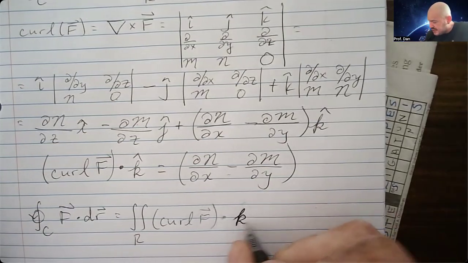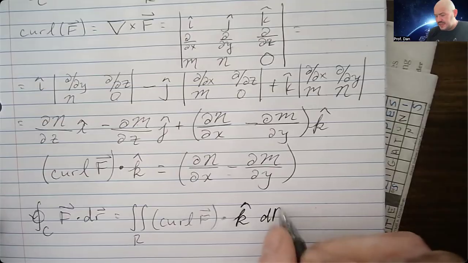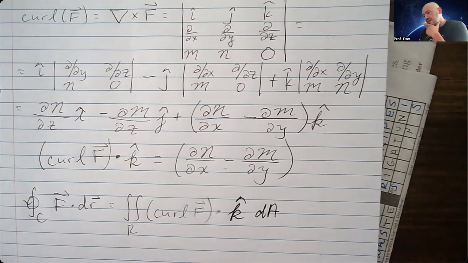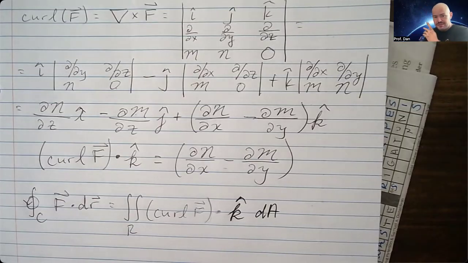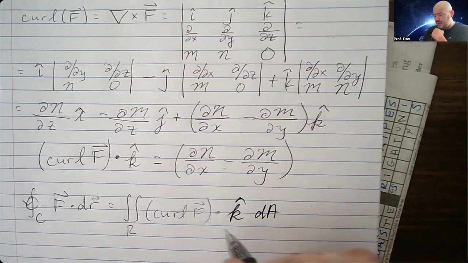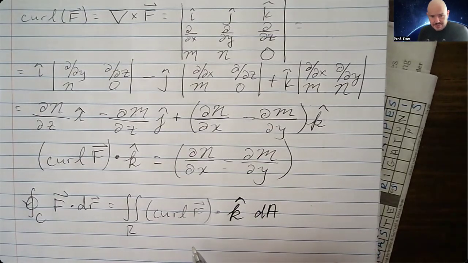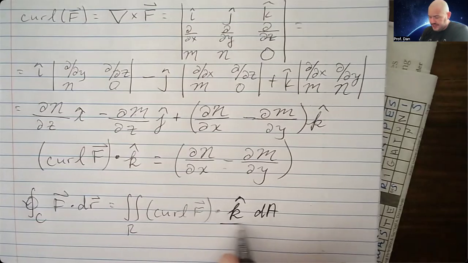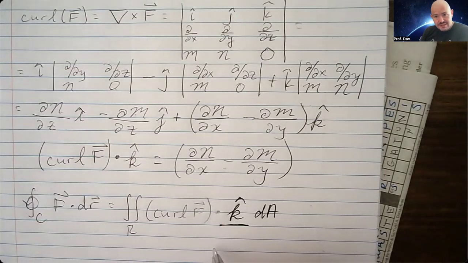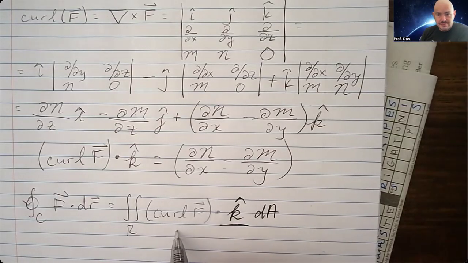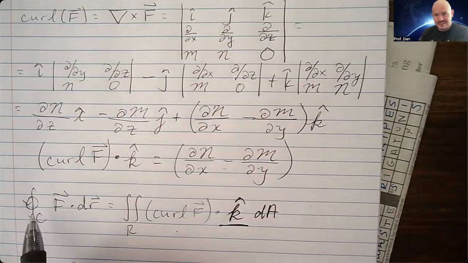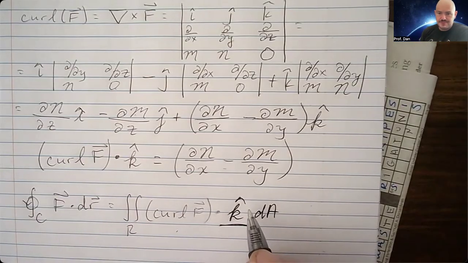The unit vector k dA. Okay, now this is going to, of course, expand into our three-dimensional space. So some things to note here. If I'm dealing with a path and a region R that's in the xy plane, what do you know about the vector k? It is always normal to that region and always normal to the path C, right?